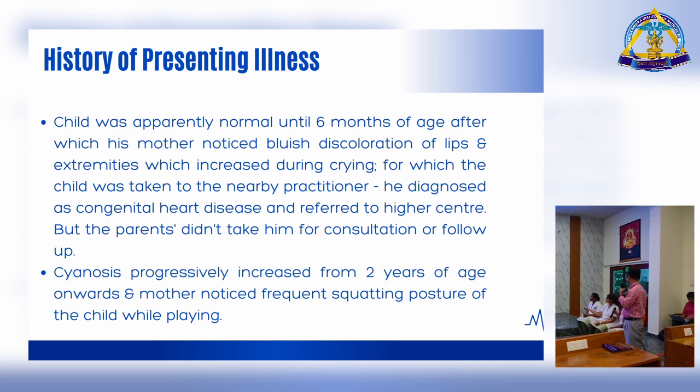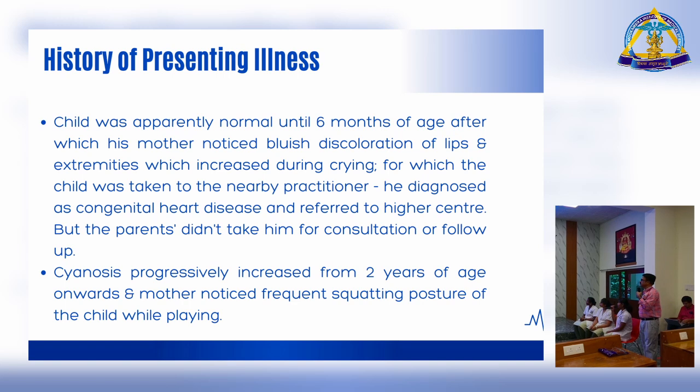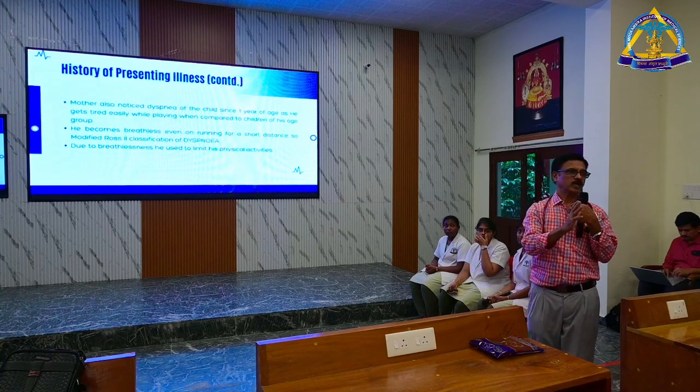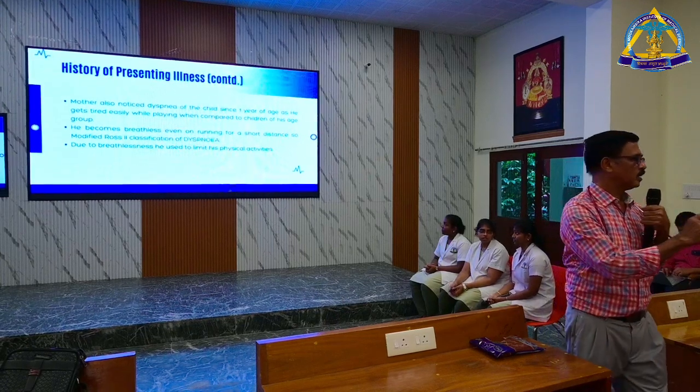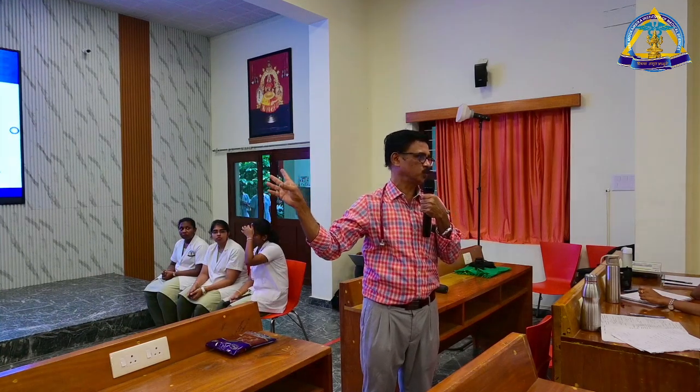Continue. Mother also noticed dyspnea of the child since 1 year of age, as he gets tired easily while playing compared to children of his age group. He becomes breathless even on running a short distance, so a modified Ross grade 2 classification of dyspnea. Due to breathlessness, he used to limit his physical activities. Okay, so what type of dyspnea is he having? Exertional dyspnea. So the functional class 2.